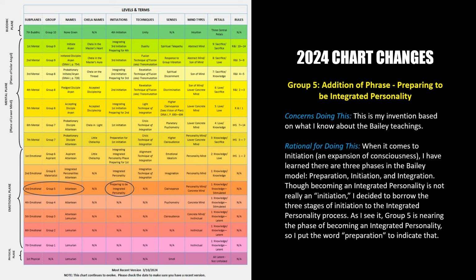My rationale for doing this is when it comes to an initiation or an expansion of consciousness, I have learned that Bailey has 3 phases in that process: preparation for the initiation, undergoing the initiation, and integrating the initiation. And though becoming an integrated personality is not really an initiation, I decided to borrow the 3 stages of initiation for the integrated personality process. Because as I see it, group 5 is nearing the phase of becoming an integrated personality, so I put the word preparation to indicate that.